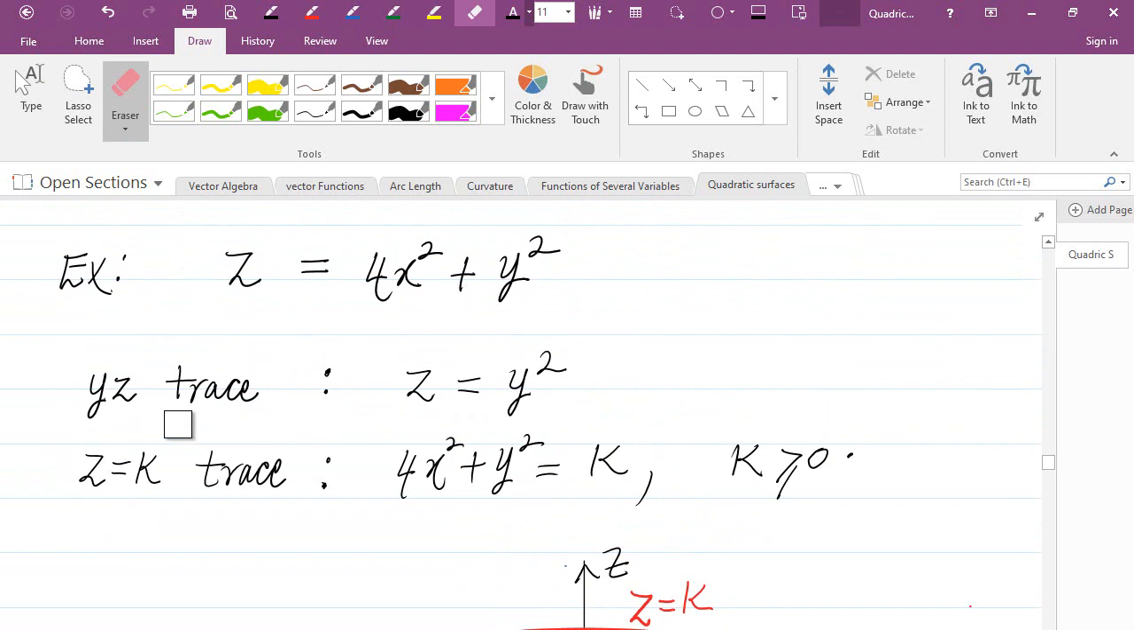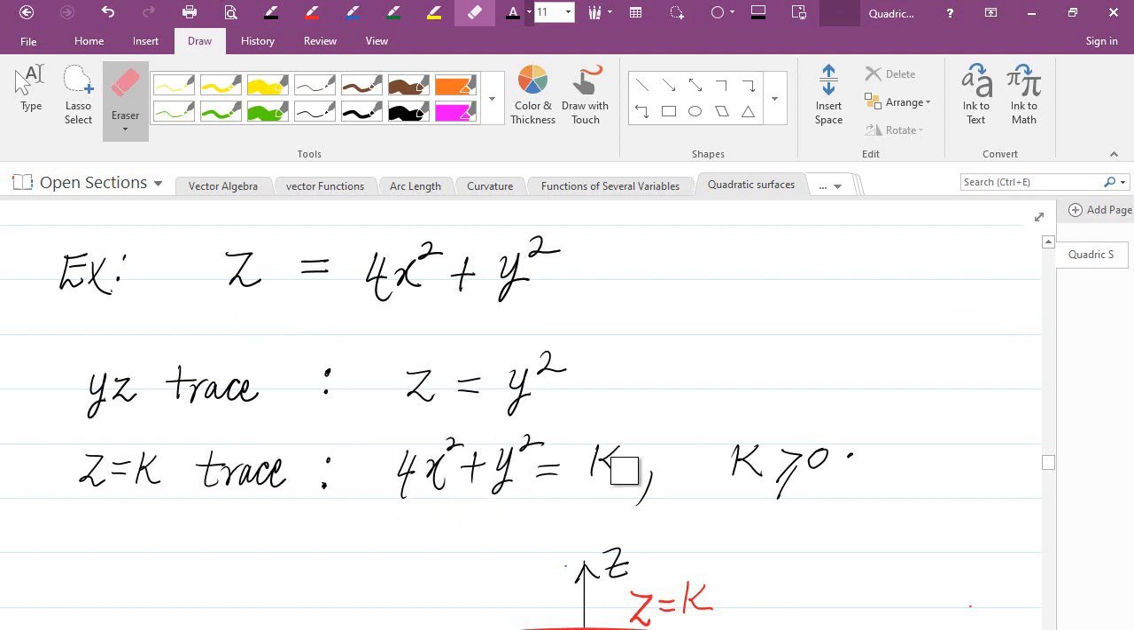So now the question is, what are the other traces? Well, there are many other traces that I can look at, but the ones I'm going to look at here are the traces in planes parallel to the xy plane. So what's the trace in z is equal to k? Remember, z is equal to k is a plane that is parallel to the xy plane. This is a horizontal plane. So what's the trace in this plane?